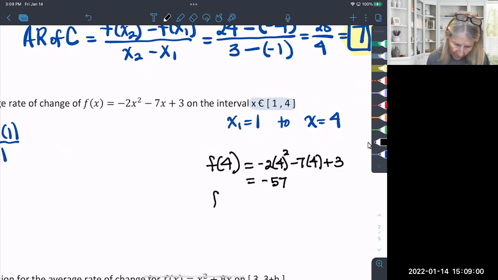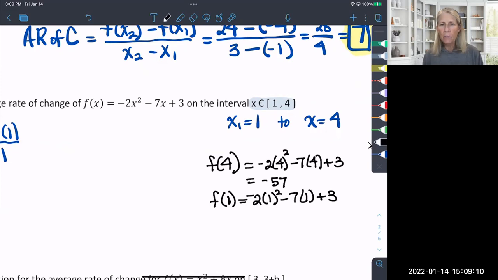Let's do f of 1 because I also need that. Again, plug 1 into the function and see what you get. Again, use a calculator if you like, or do it in your head, whichever way. And what I'll get, let's see, negative 2 minus 7 is negative 9, plus 3, I'm sorry, is negative 6. All right, so those are my y values that go with those x values.